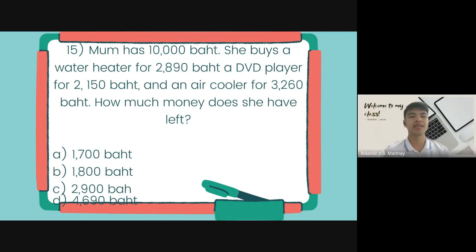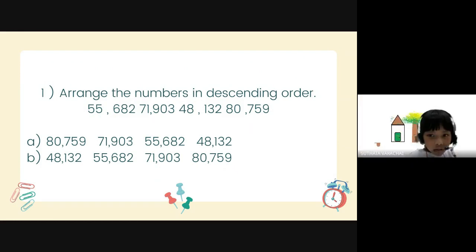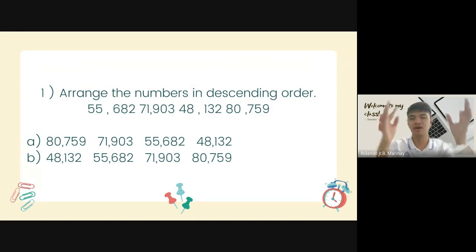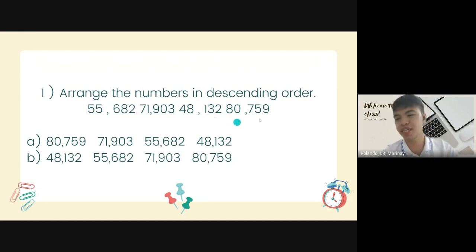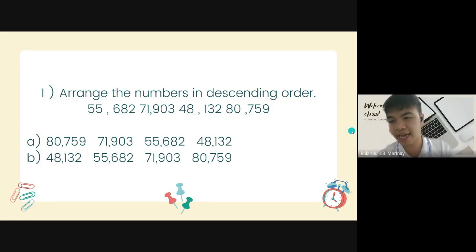Okay, let's go to the next part. Which shows the descending order? Is it A or B? A. A, very good. It is A, because 80,000 is the biggest of them all, and then it goes smaller and smaller. That is how descending order works. You're going to write this, letter A.